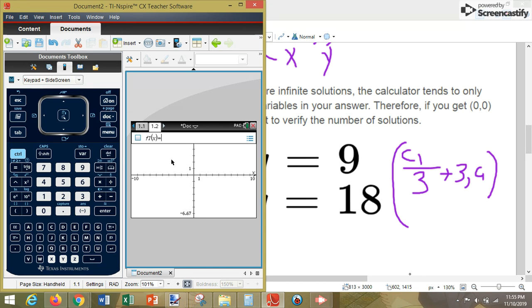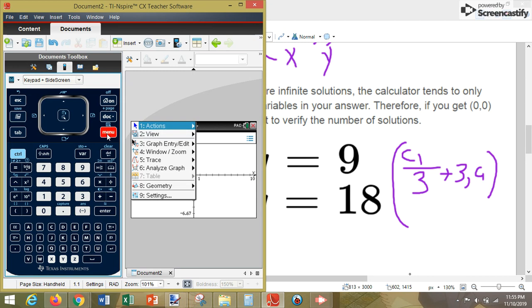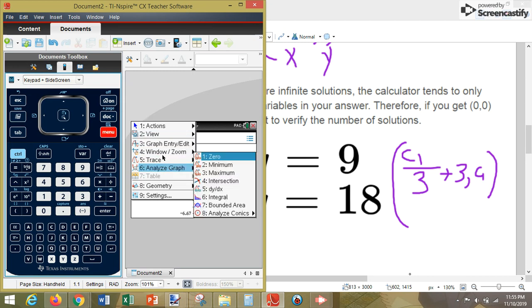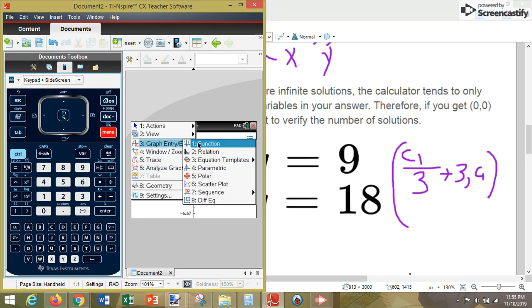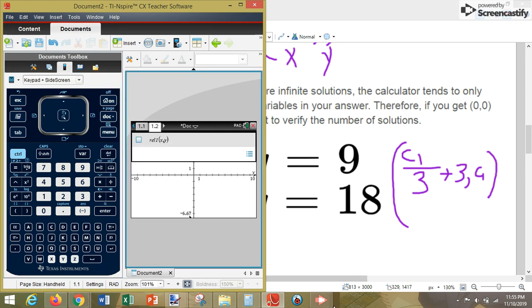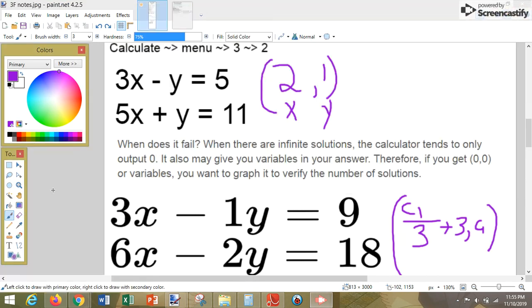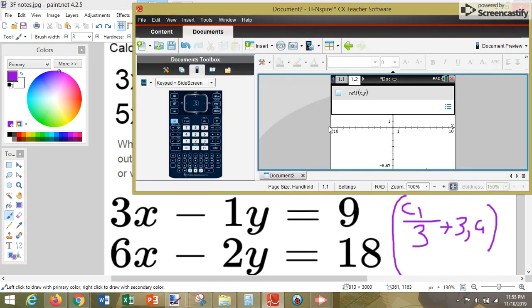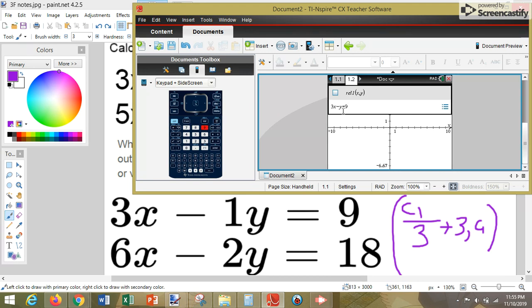And let's type in our 2 relations. You press Menu, 3, Graph Entry Edit, 2, Relation. We'll go ahead and type the first equation right here: 3x minus 1y equals 9. Press down and type in the second one: 6x minus 2y equals 18.